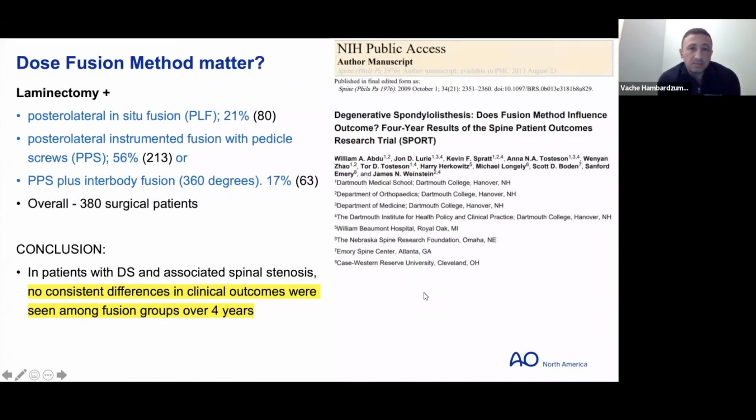In this study published in Spine in 2009, the authors compared fusion methods, and they asked a simple question: does the fusion method matter? They compared posterolateral fusion in situ, posterolateral instrumented fusion with pedicle screws, and pedicle screws with interbody fusion, so-called 360-degree fusion. They concluded that in patients with degenerative spondylolisthesis associated with spinal stenosis, there is no consistent difference in clinical outcomes among fusion groups. Next slide.